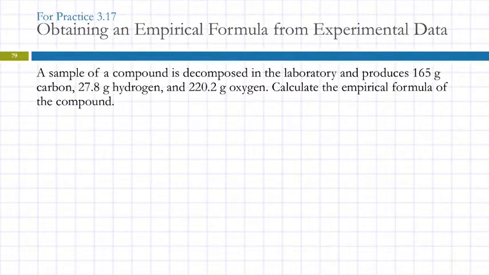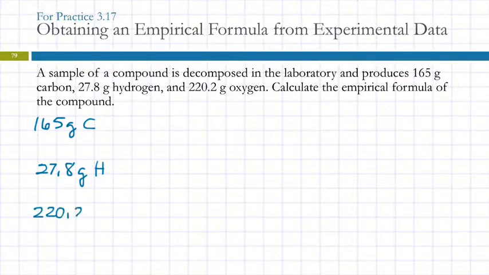So let's do an example. A sample of a compound is decomposed in the lab and produces 165 grams of carbon, 27.8 grams of hydrogen, and 220.2 grams of oxygen. Calculate the empirical formula. So we're going to take the masses of each element and write them down. 165 grams of carbon, 27.8 grams of hydrogen, and 220.2 grams of oxygen. They did an experiment and they got these numbers.